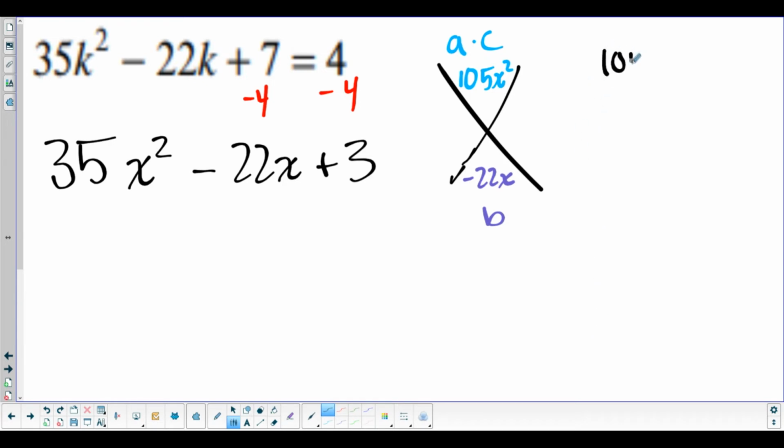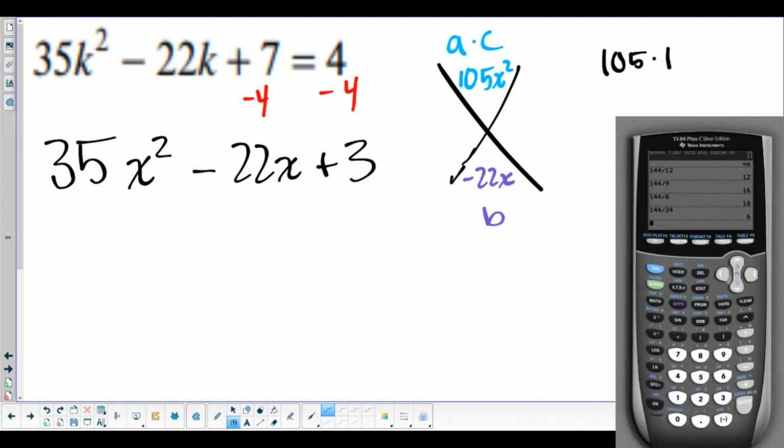And so I have 105 times 1. 2 doesn't go into it. 3, I don't know, does 3 go into it? Let's see. Where's my calculator? There it is. Turn it on. 105 divided by 3 is 35. Well, that doesn't work. What about 105 divided by 5? That's going to work. And it's 21. Okay, we're closer.